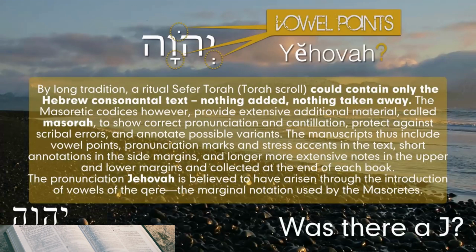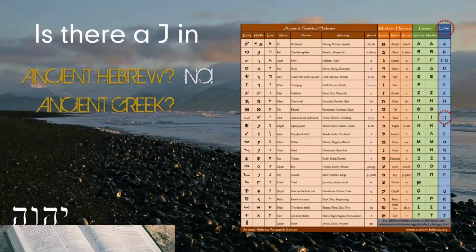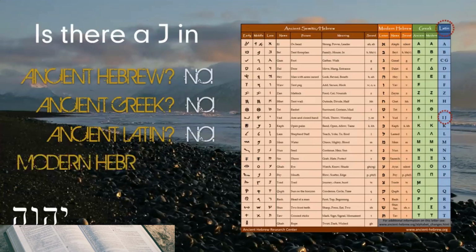We are told the J comes from Latin. We'll show you that is also very misleading, as ancient Latin also had no J, and we prove it. Here is the Hebrew and Greek chart we have been using from ancienthebrew.org, a Jewish reputable source. Again, note there is no J in ancient Hebrew and Greek. No J. Aramaic is not on this chart, but still you will find no J in ancient Aramaic either.